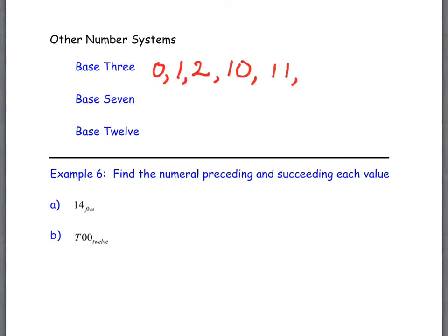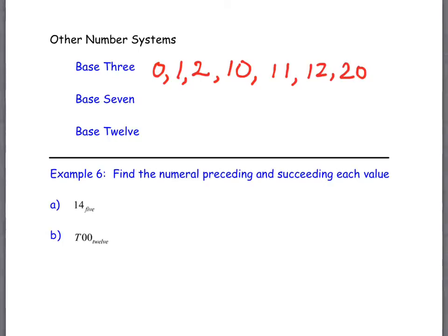So we have 1, 1. What would come after 1, 1? 1, 2. And then what do you suppose would happen next? 2, 0. So we run out of digits just like we run out of digits in base 10. We just run out of them much sooner, right? Because I only have 3 digits to run out of. I'm going to be running out of them quite quickly.